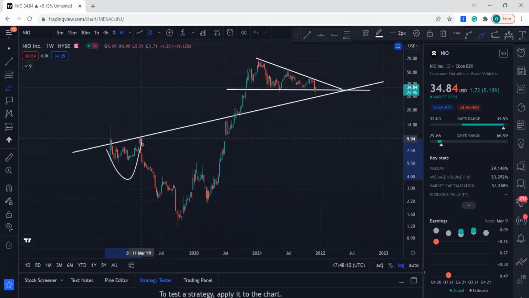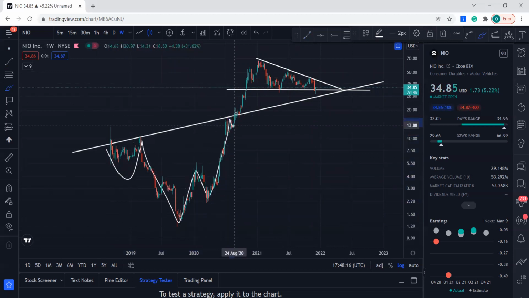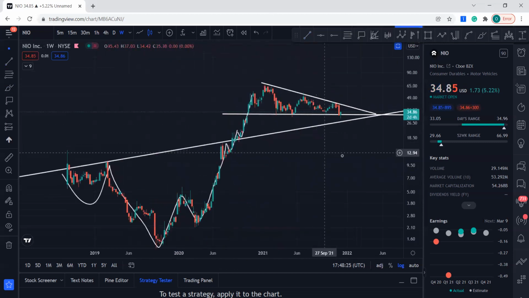Resistance came back, created a head and shoulders pattern. And it came over here, resistance came back, broke it. As soon as it broke it, what happened? It just took off. This is the reason, if you guys were in the stock at this time, this is the movement it took.